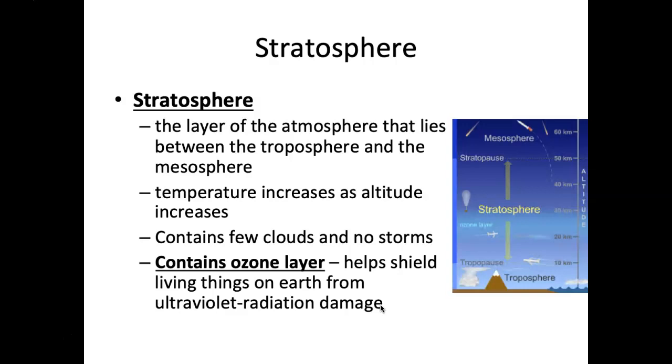This is the layer of the Earth's atmosphere that lies between the troposphere and the mesosphere. The temperature will increase as altitude increases. This usually contains very few clouds and absolutely no storms. Within this layer, however, it contains what is known as the ozone layer. This ozone layer helps shield living things on Earth from the ultraviolet radiation that is given off from the sun.